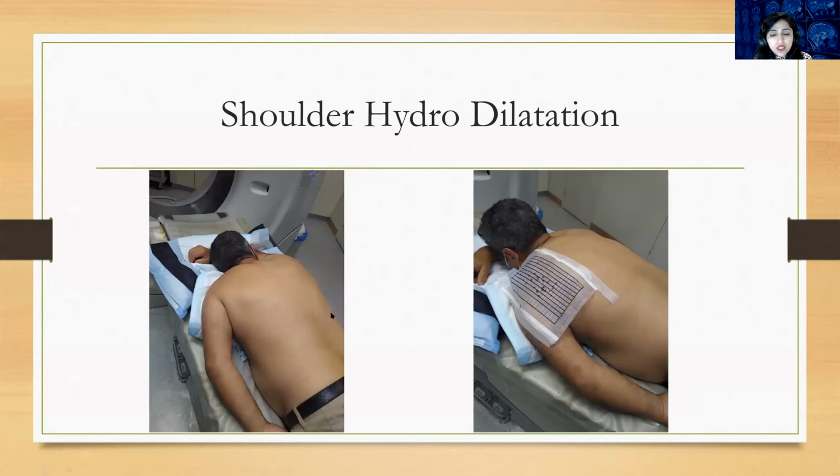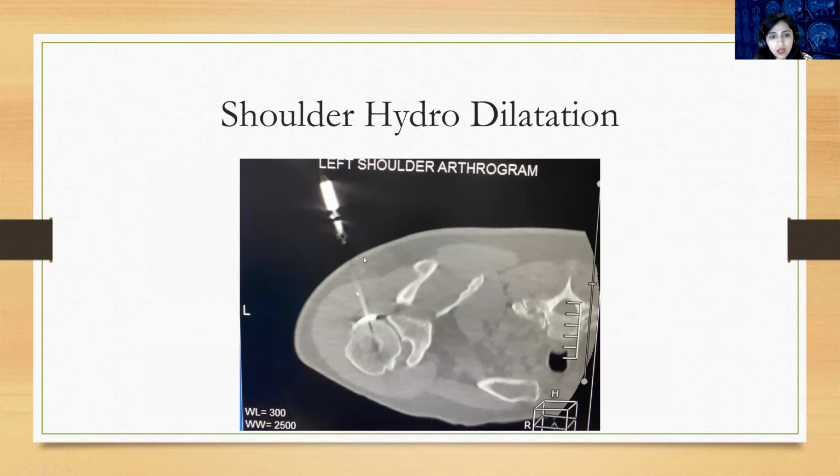Yeah, so this is the positioning for shoulder hydrodilation. Position the patient like this, then put a grid on it, then put a marker, and this is how we give the contrast. After giving contrast, we are sure that we are in the joint, and then we distend the joint with almost 50 ml of fluid, because we give 2 ml of Celestone, 10 ml of Marcain, and 40 ml of normal saline.